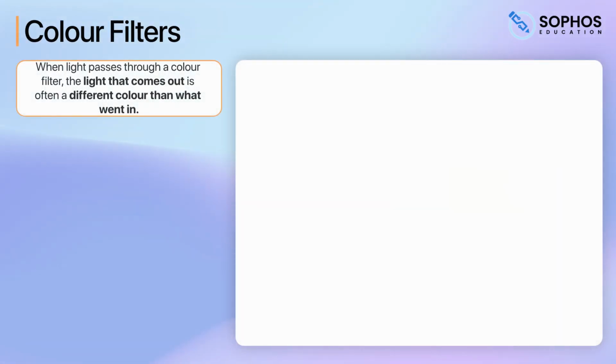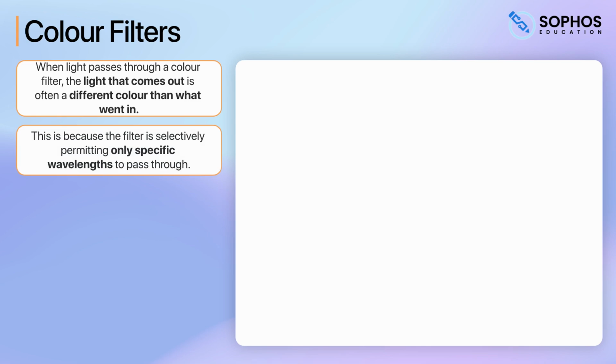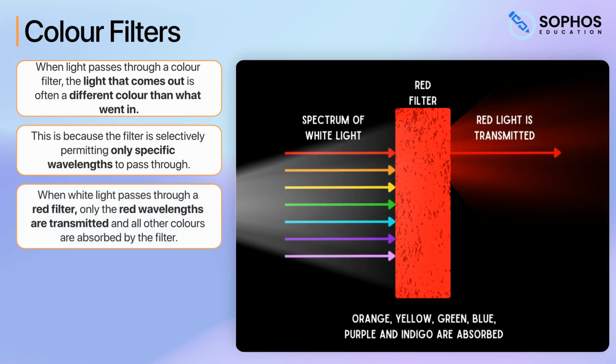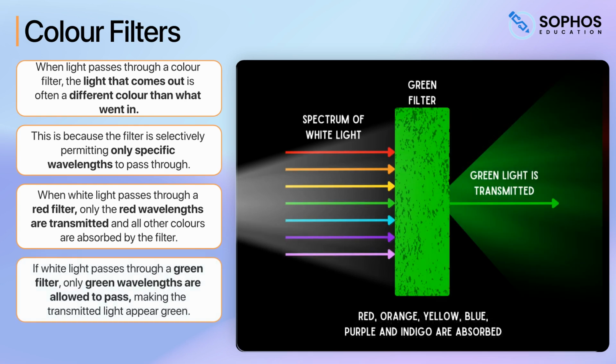When light passes through a colour filter, the light that comes out is often a different colour than what went in. This is because the filter is selectively permitting only specific wavelengths to pass through. For example, let's consider white light, which contains all the colours in the visible spectrum. When white light passes through a red filter, only the red wavelengths are transmitted and all other colours are absorbed by the filter. As a result, the transmitted light appears red. Similarly, if white light passes through a green filter, only green wavelengths are allowed to pass, making the transmitted light appear green.